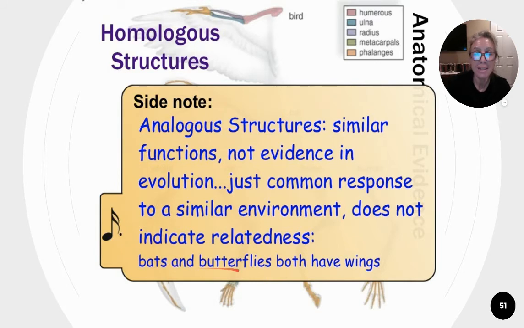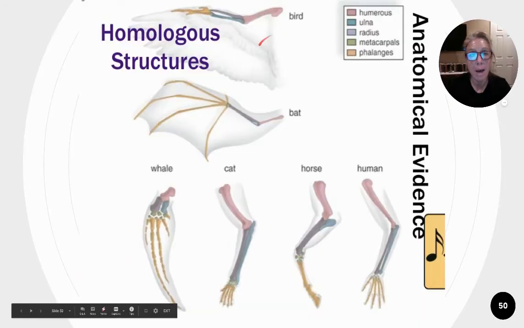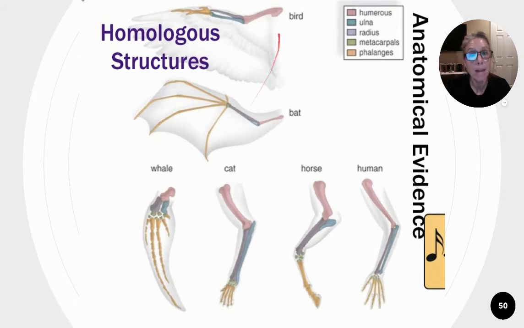For instance, bats and butterflies both have wings, but the structure of a butterfly wing and the structure of a bat wing or a bird wing are very, very different. So they are analogous. So you can't look at that for evidence of evolution. It's just the environment that they are in and what they are adapting to, right? So for instance, this bat and bird, they have the same anatomy. They are homologous. They just so happen to be analogous as well. A bat is not analogous with a whale, okay? But yet it has the same anatomy, so that points to a common ancestor.